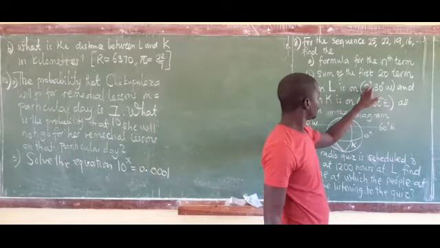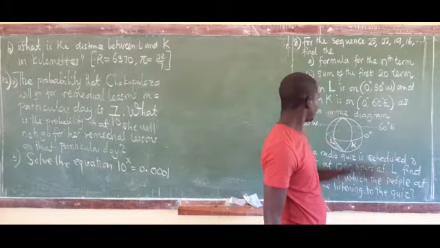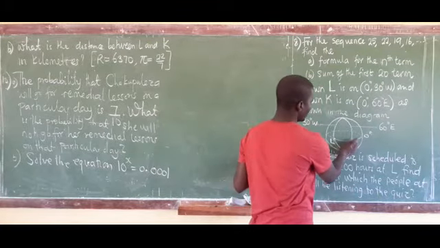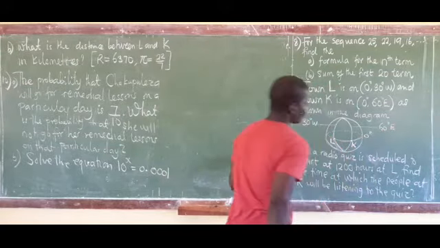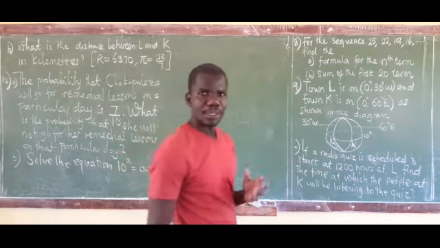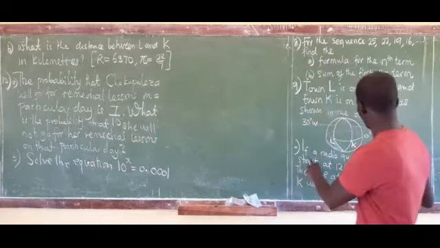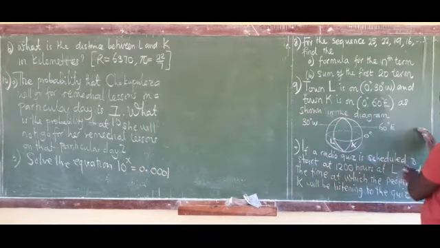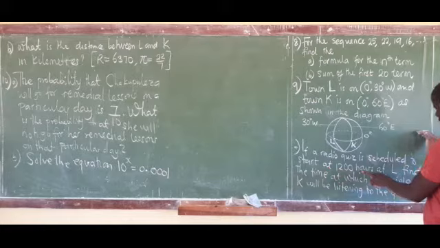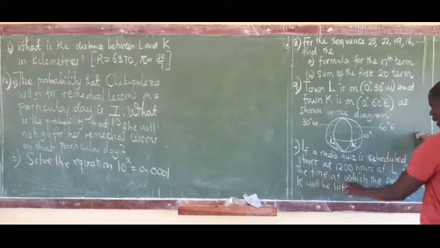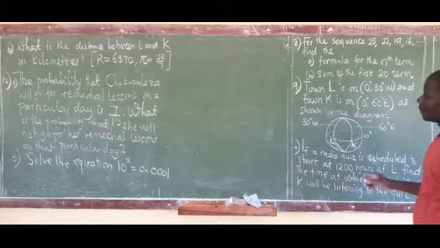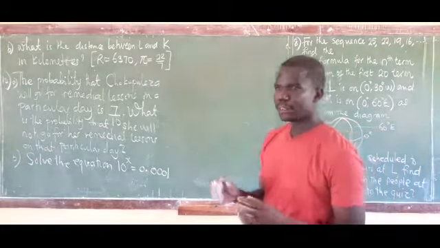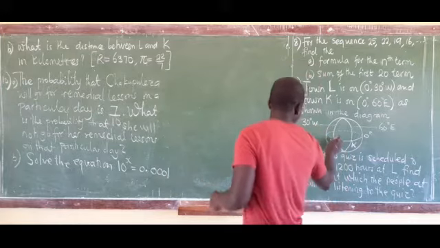Town L is on 0 degrees latitude and 30 degrees west, which is its position. K is on the equator and longitude 60 degrees east. So the question we are answering is, if a radio quiz is scheduled to start at 12 hours at L, find the time at which the people at K will be listening to the quiz. So here what we're supposed to do is to find the difference in degrees.